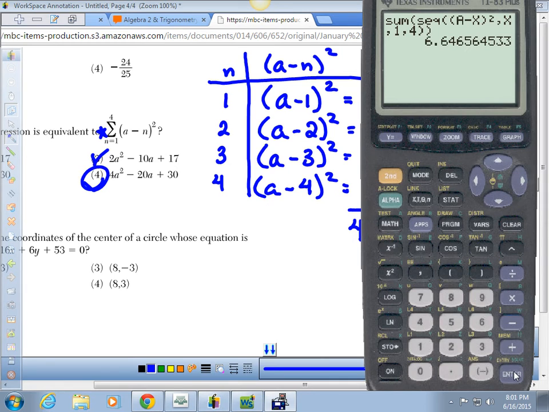Okay, and now, since I have a stored as a number, I can now type in my answers. 4a squared minus 20a plus 30. Lo and behold, same exact thing. So can these be done in the calculator? Yes. Would I recommend doing a summation in the calculator? No. Do it by hand. Okay.